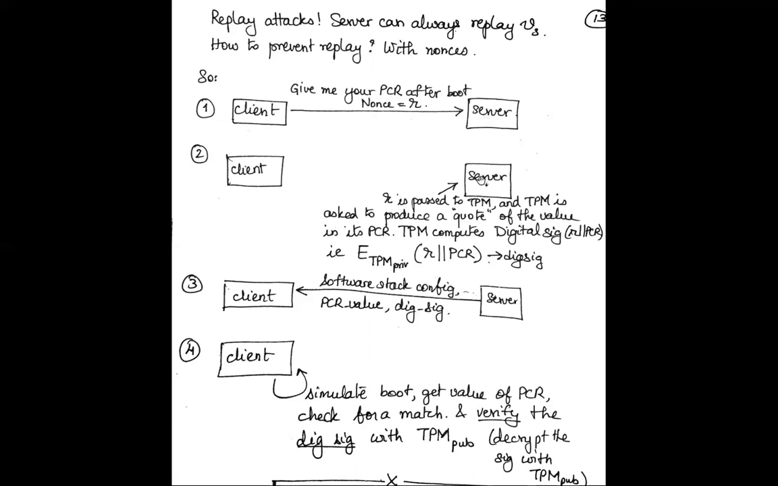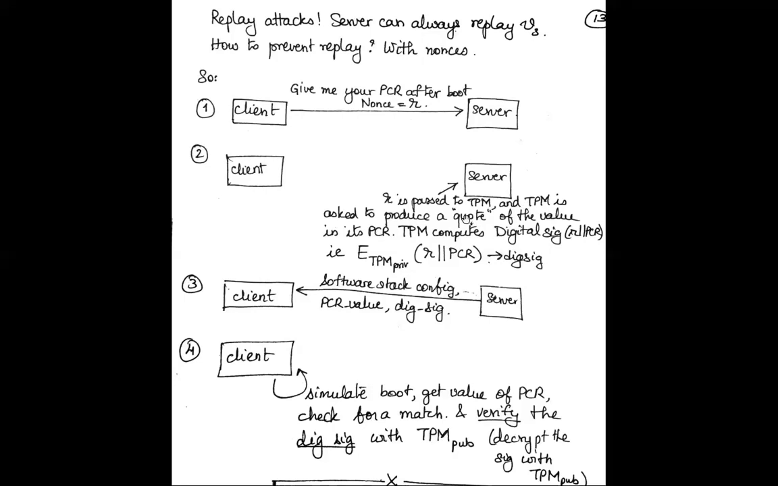So the server has booted up, obviously, and therefore the value of whatever PCR is there, it's there in the server's TPM. But this R, which was just given by the client, the server is forced to pass it to the TPM. If it doesn't, it cannot respond back. If it doesn't pass R to the TPM, it's not going to get a value. The client will detect that the server is cheating. So if the server wants the client's business, it better pass R to the TPM.